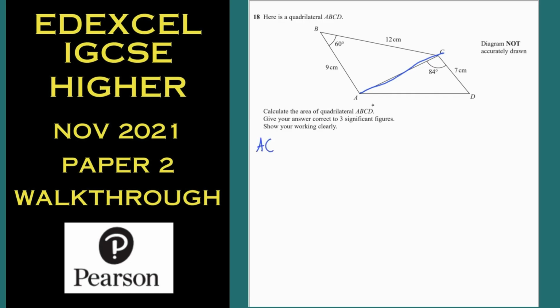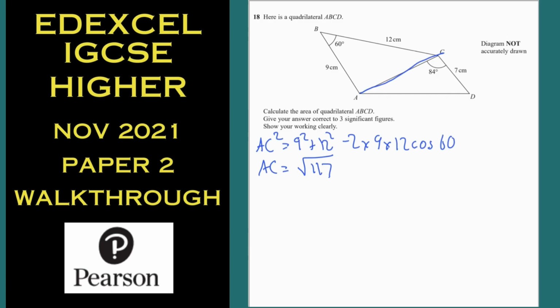We can say that AC squared, because, as I've mentioned, it's the cosine rule because we have an angle and the two sides either side, we don't have an angle and the side opposite. So it's AC squared equals the two sides we know squared and added, minus two lots of the sides we know multiplied, and all multiplied by cos 60, which actually is just a half. So it all works out to be 117. And so this AC is the square root of 117.